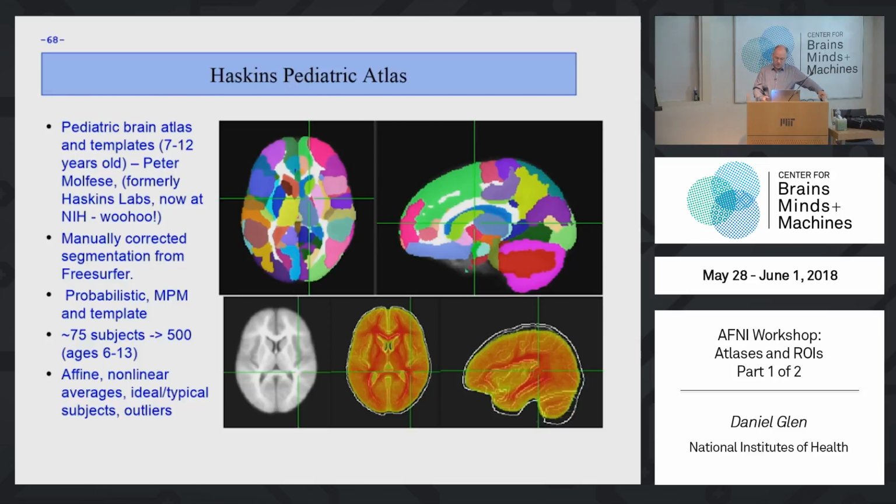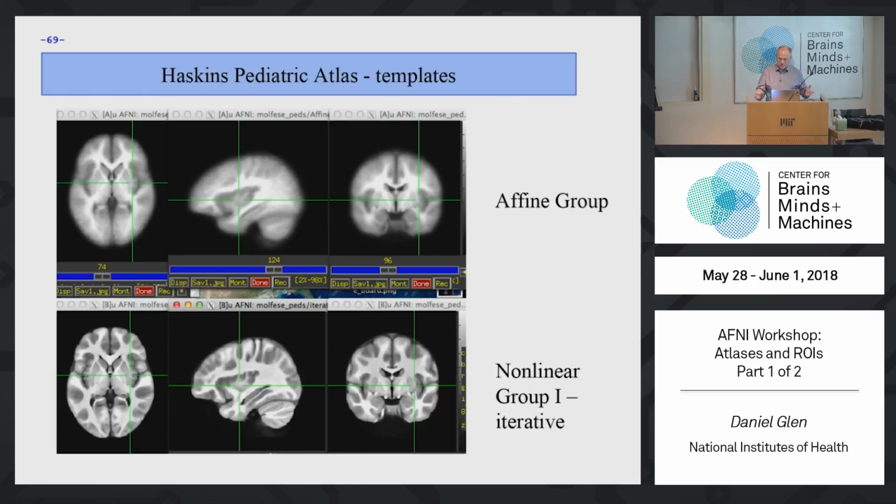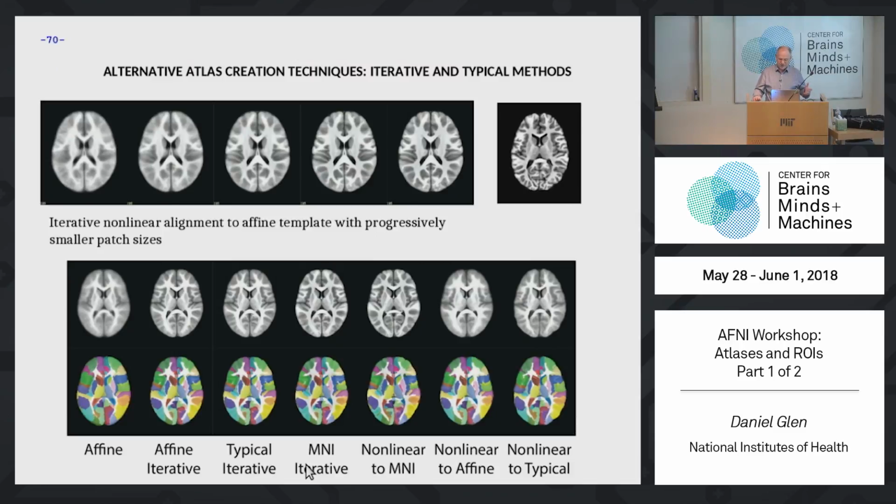So we started out with an affine average and then nonlinear averages, and so we have that available in AFNI too. And you can see the difference between what an affine group and the nonlinear group looks like. We compare different techniques because you can do this in lots and lots of different ways, and we wanted to be sure we were doing it the best way possible.